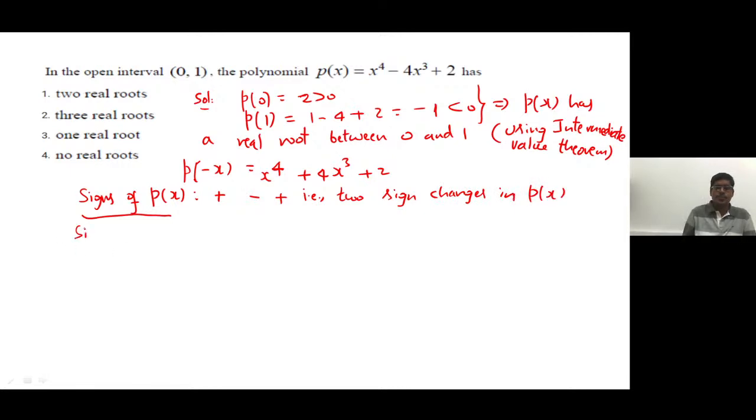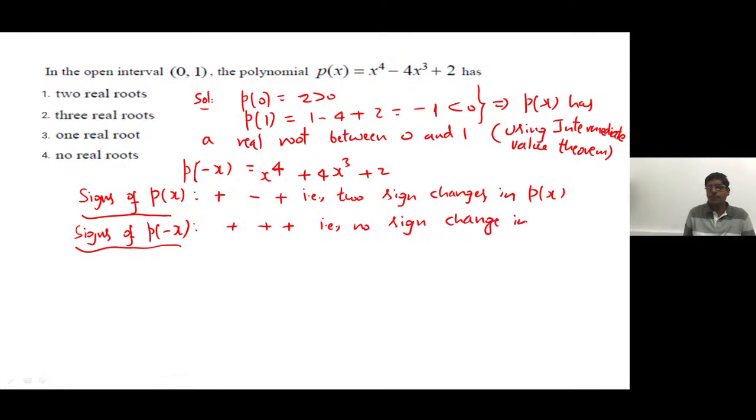Now the signs of p of minus x, that is the polynomial: plus, plus, plus. That is no sign change. No sign change in p of minus x.